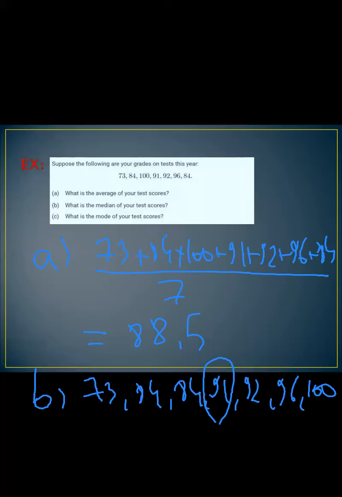C. What is the mode of your test scores? Which number appears most? Look at B. Of course, 84 appears most. So the mode is 84.